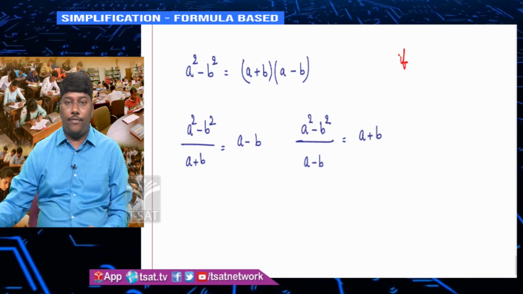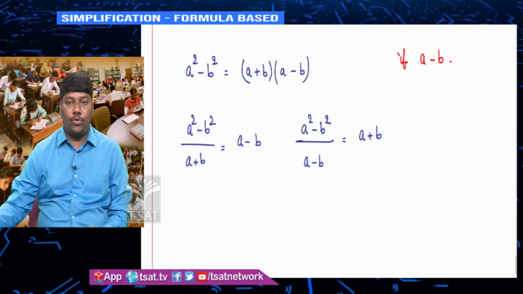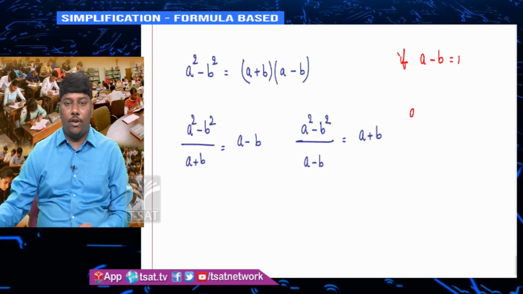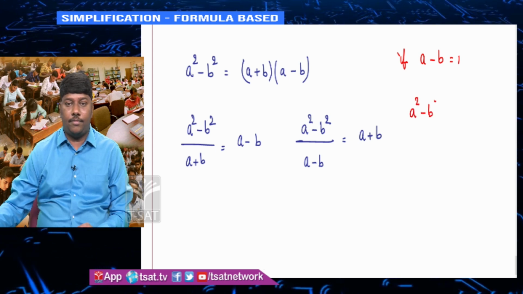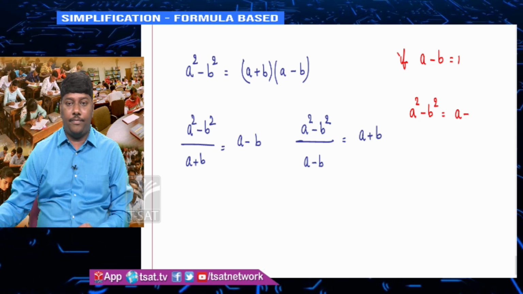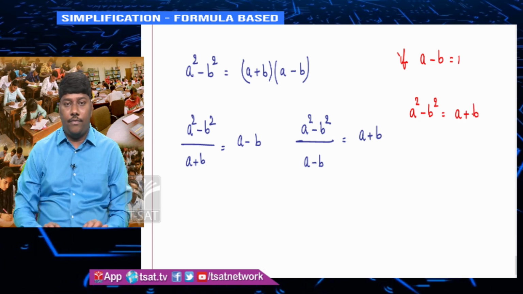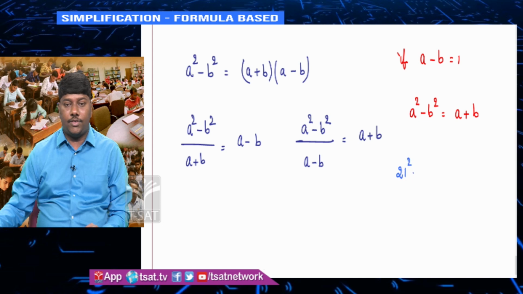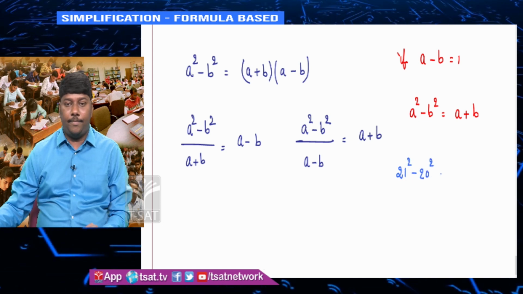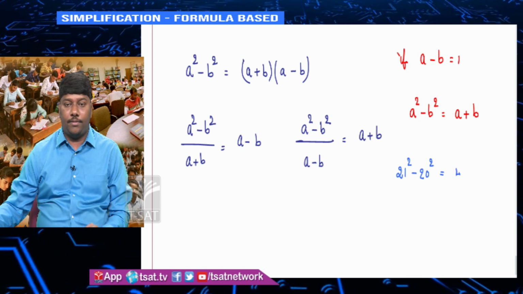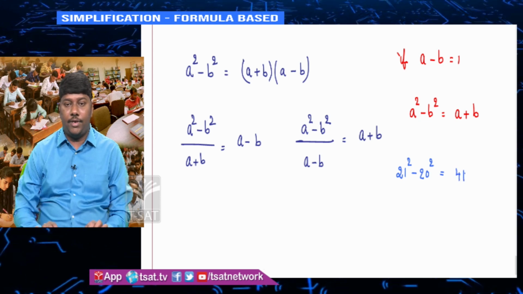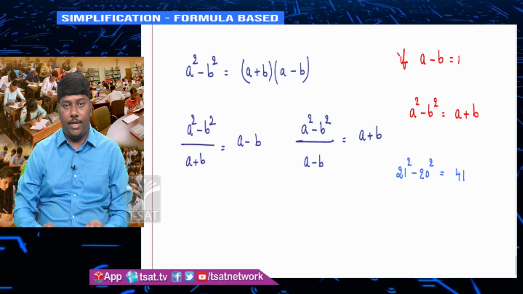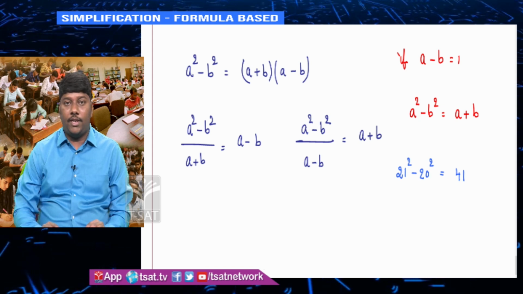Suppose a minus b is 1, which means a and b are two consecutive integers, like 7 and 8 or 8 and 9 or 9 and 10, something like that, then you can always say a square minus b square is equal to simply a plus b, because we know a minus b is going to be 1. For example, if you have 21 square minus 20 square, by looking at it you can say the answer is 21 plus 20, that is 41. So 21 square minus 20 square, the difference between them is simply 1. Therefore, a square minus b square becomes a plus b. Now the formula is very simple. Now look at the application.